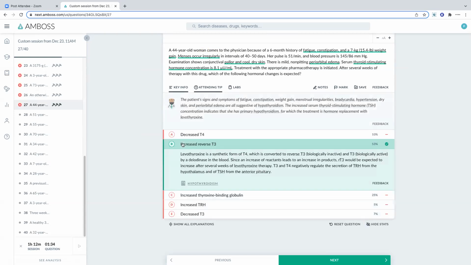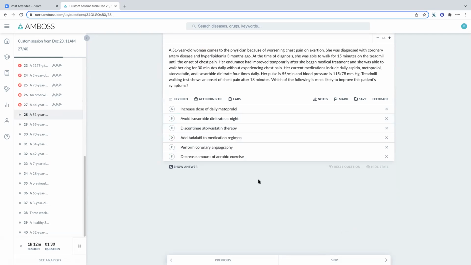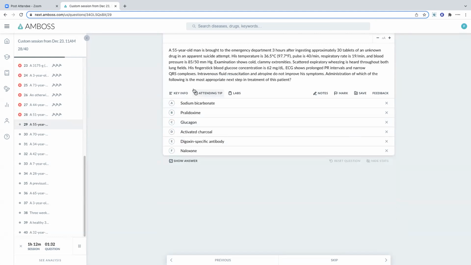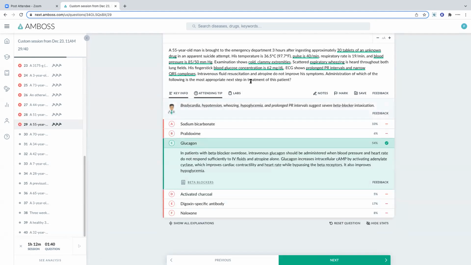Which of the following hormonal changes? Very good. Increase RT3. Which of the following is the most likely to improve this patient's symptoms? Which one did you choose? Very good. Administration of which of the following is the most appropriate next step? Which one did you choose? Very good. This patient has a beta blocker toxicity. Yes, prolonged PR. Okay. What are the 3 drugs that we give for beta blocker toxicity? Are the 3 drugs known as SAG? Yes, very good. SAG, saline, atropine, and glucagon.